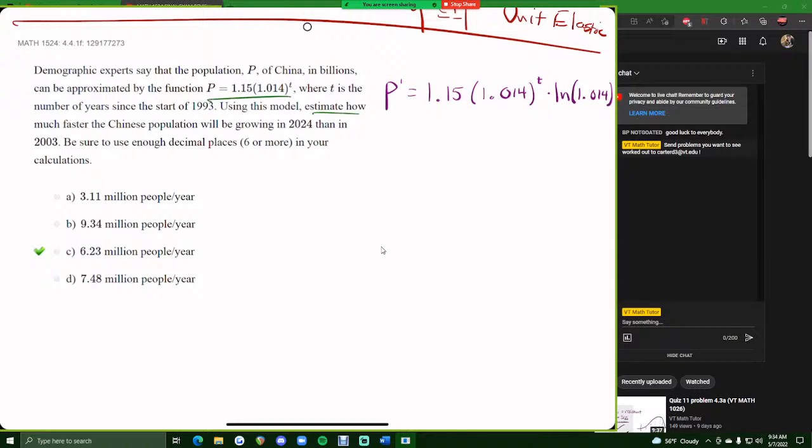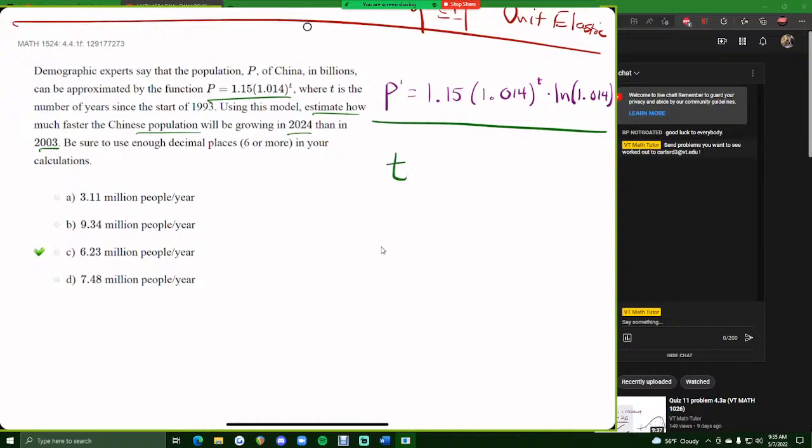Using this model, estimate how much faster the population will be growing in 1 year compared to another. So what I recommend using here is the rate of change of the population function. P prime is the rate of change of the population function. So if we plug in any t value, any year, into this function, what it'll tell us is the growth rate, how fast the population is growing in that year.